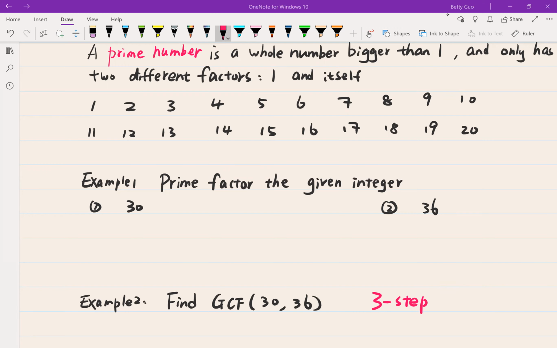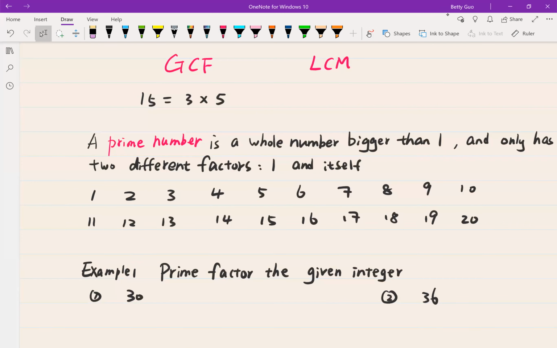Hello everyone. In this video, we are looking at GCF and LCM of two integers. GCF stands for greatest common factor. LCM stands for least common multiple. What is a factor? What is a multiple?